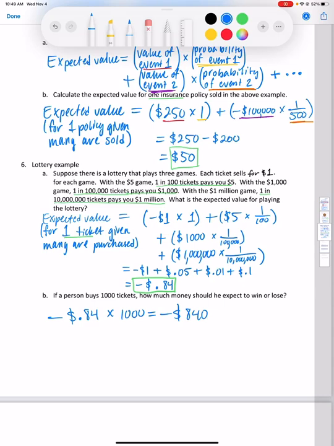Notice that lottery is a form of gambling, and with gambling, pretty much all the time, you, the participant, the gambler, will probably lose. The games are designed so that you can lose. If you look at these numbers for the lottery example, you will probably lose.